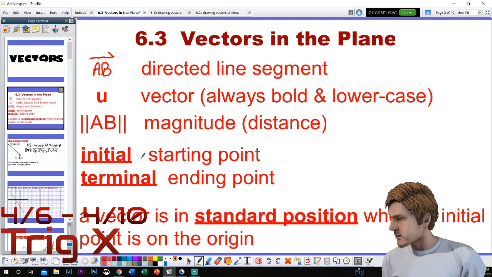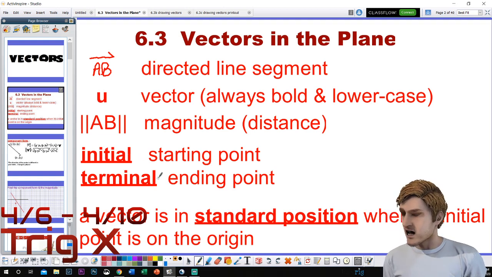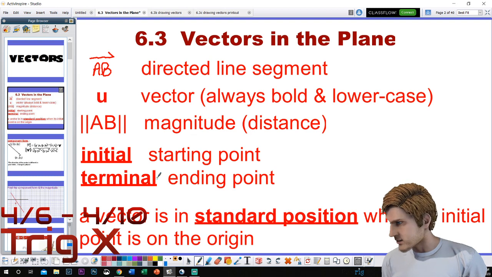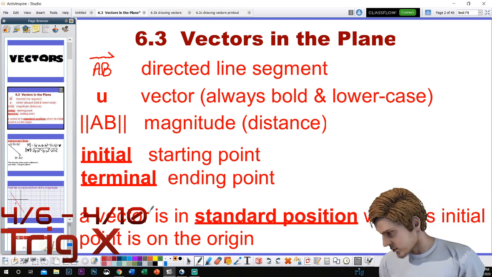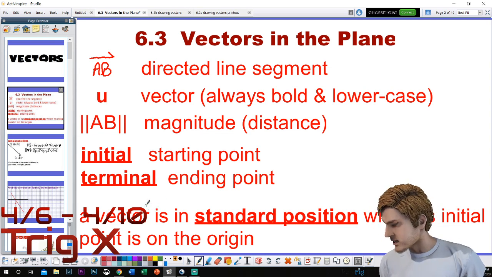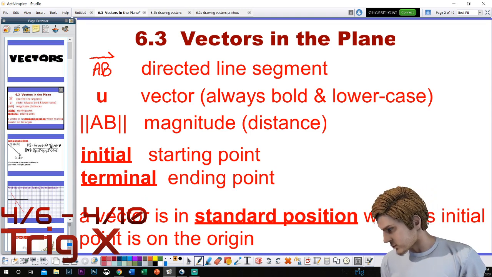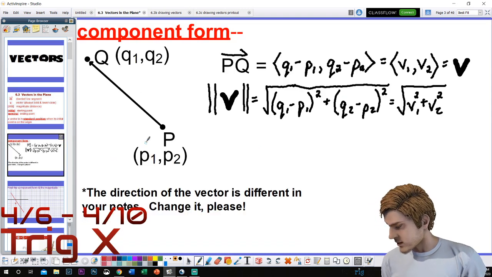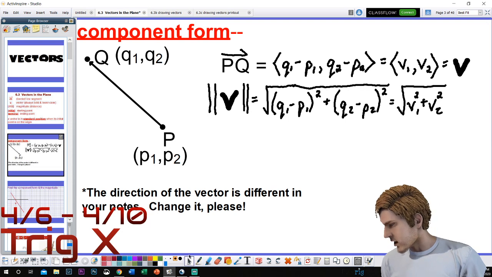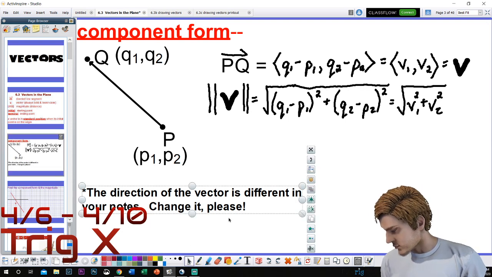When you hear me say initial and terminal, we remember that from the very beginning of trigonometry in January. Initial means beginning, terminal means the ending. A vector is considered to be in standard position when the initial point is on the origin. So if you're starting at 0, 0, you're in standard position. By the way, the direction of this vector might be slightly different in your notes. If it is different, please change it so that we're not confused.